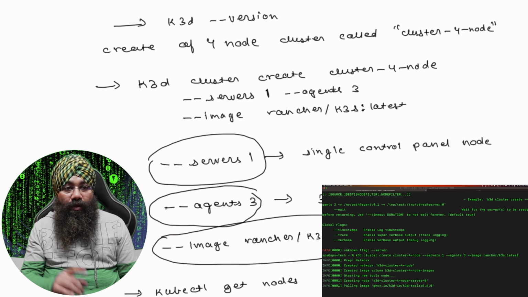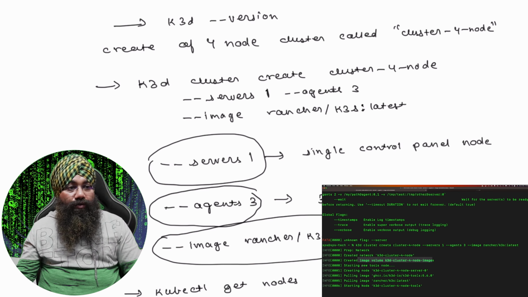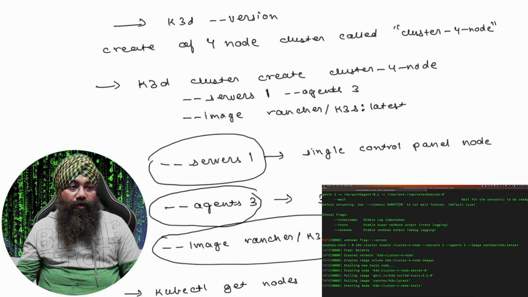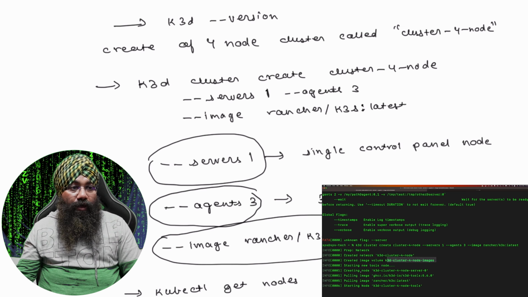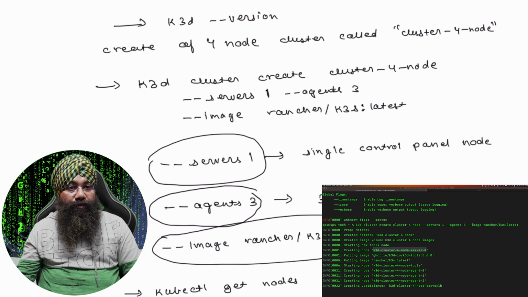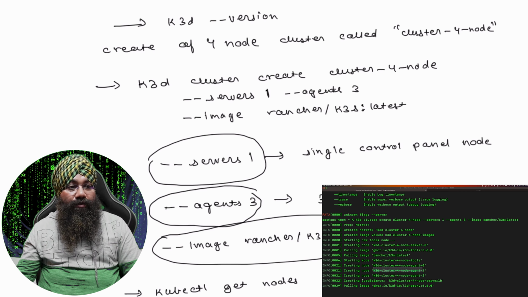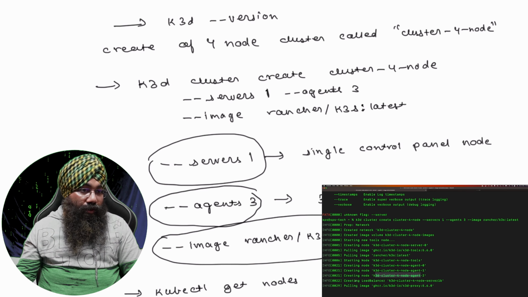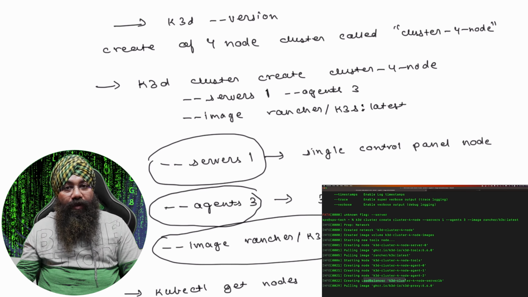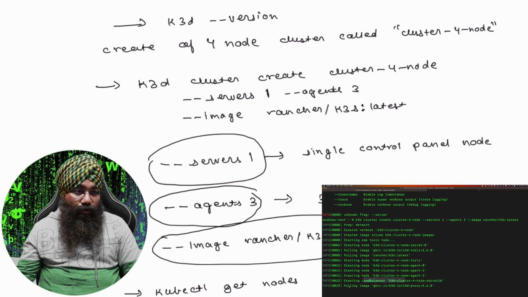Once I hit it, it has created a network. Now it is trying to do other configuration, image volume. Then it is creating nodes. You can see it has created the first node, then the second node, then the third node. Now it is also creating a load balancer. In upcoming videos, we'll explain what a load balancer is and all these things to you.